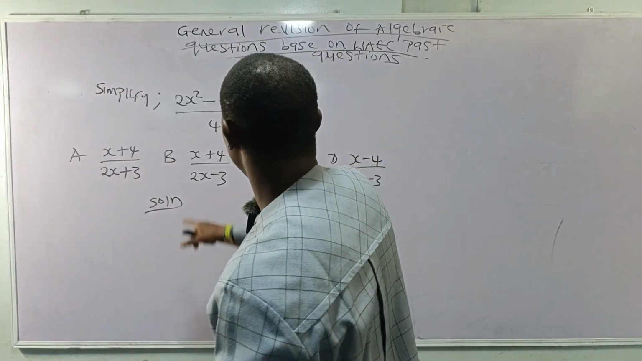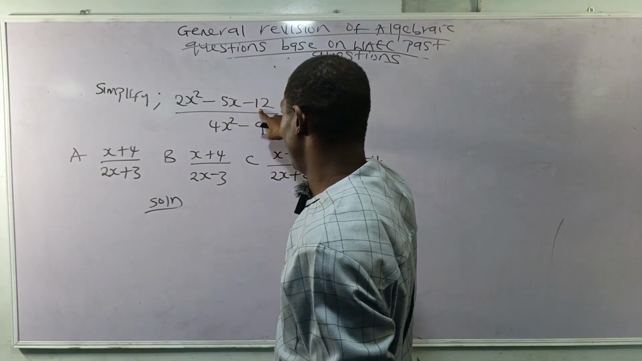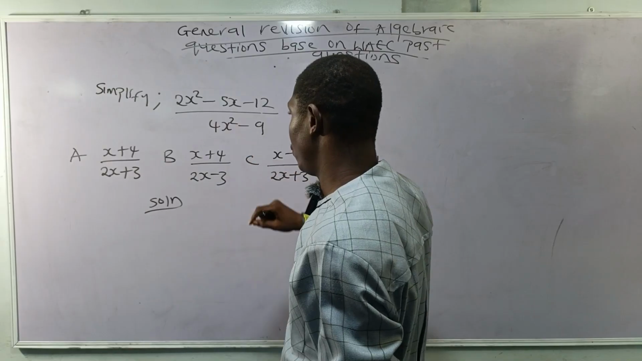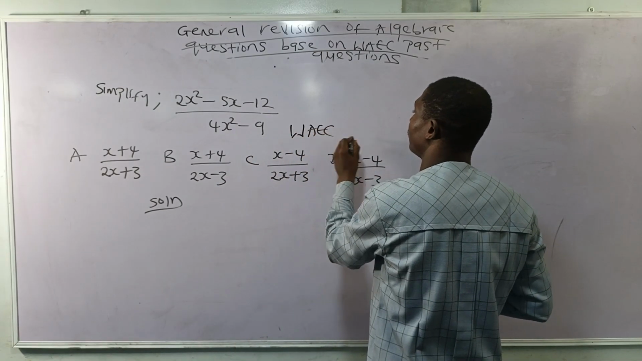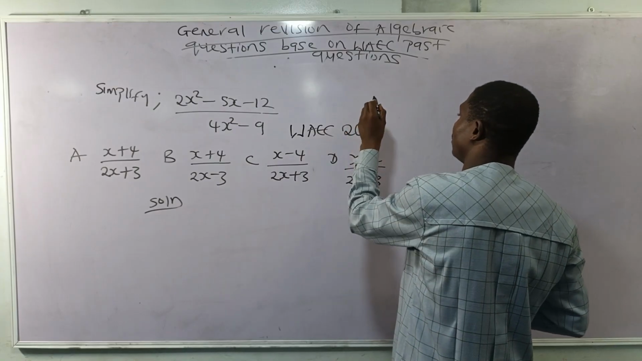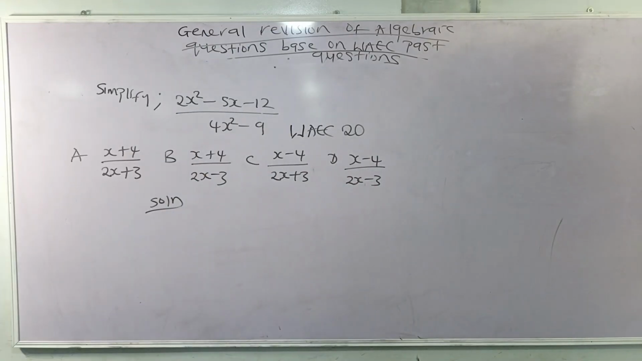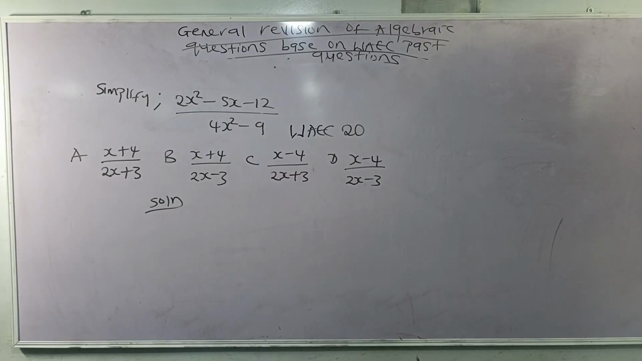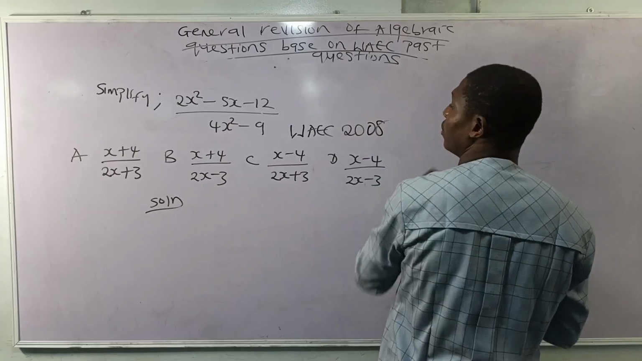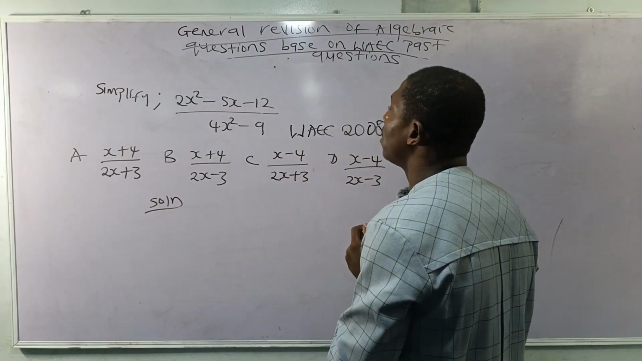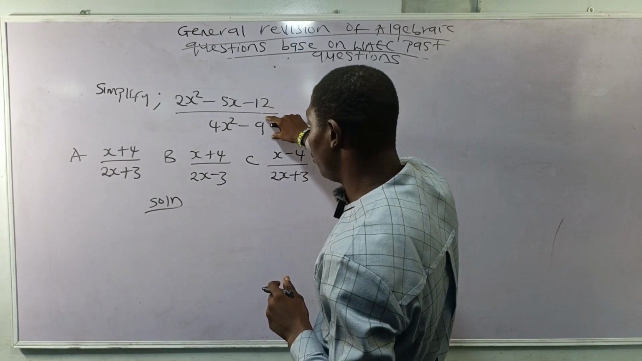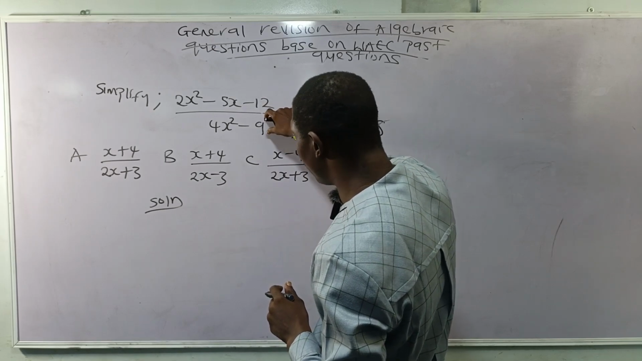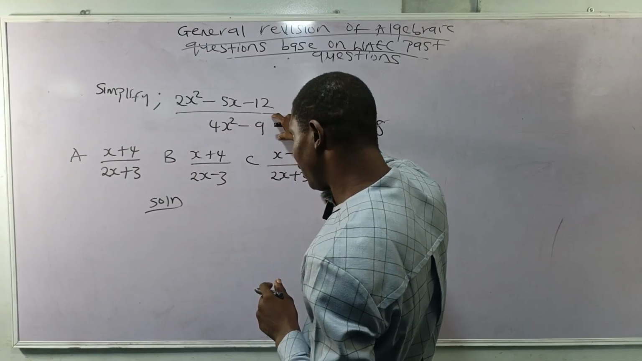We have to simplify 2x squared minus 5x minus 12 all over 4x squared minus 9. This is also WASSCE 2008. So how are we to do this? The top is a quadratic expression. The bottom is also a quadratic expression, but the bottom can be written as a difference of two squares.